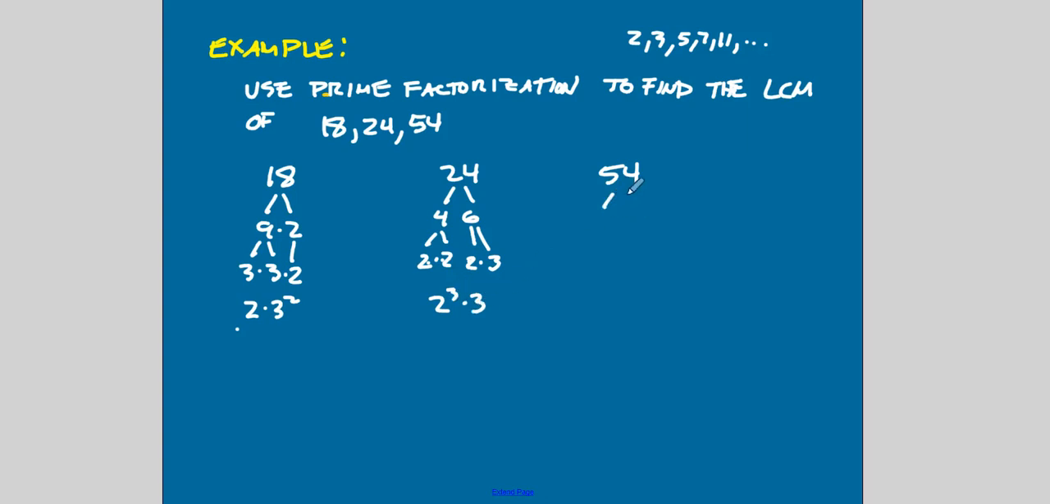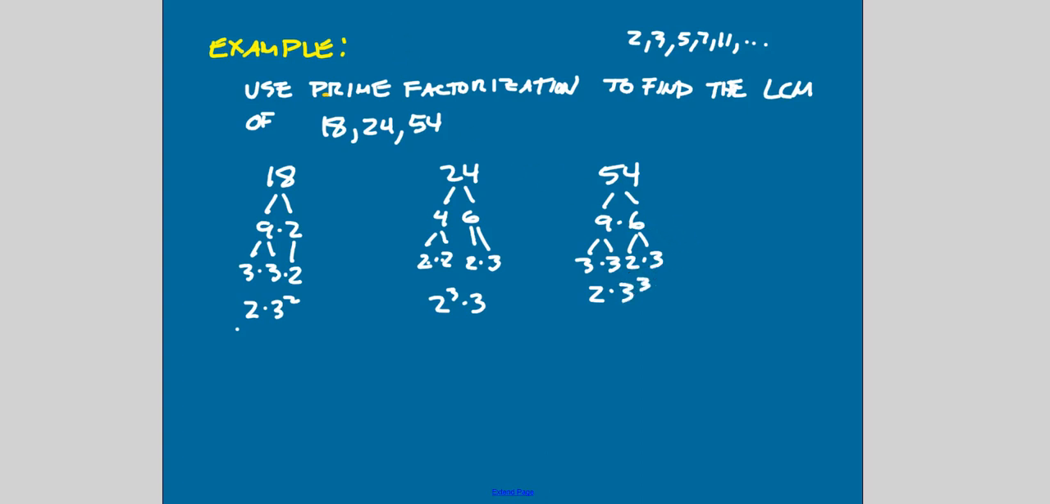So then 54. I have 9 times 6. That's one way to get it. That's what I'll use. 9 is 3 times 3. And then 6 is 2 times 3. So here I have 2 times 3 to the third.